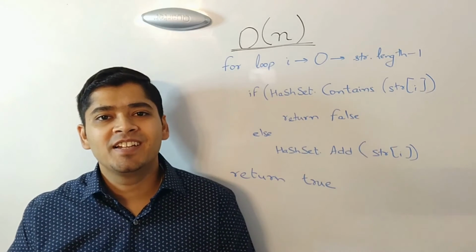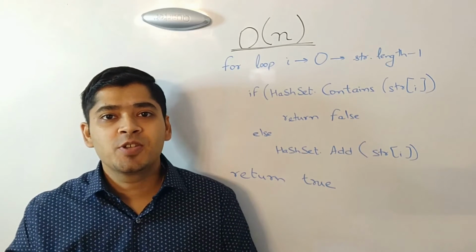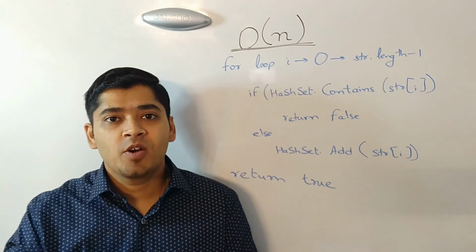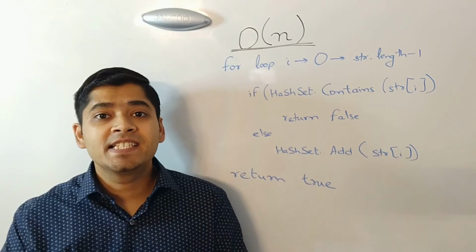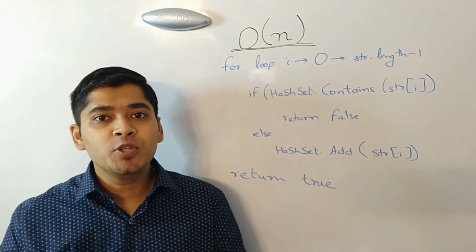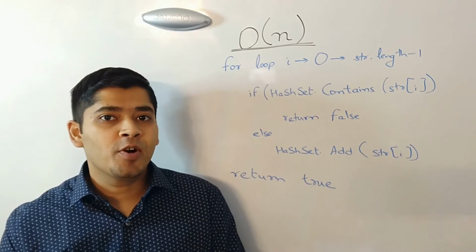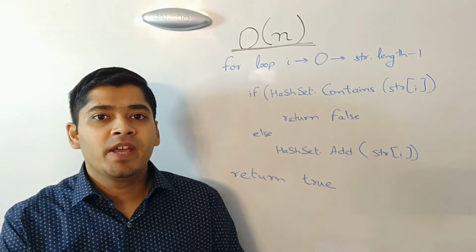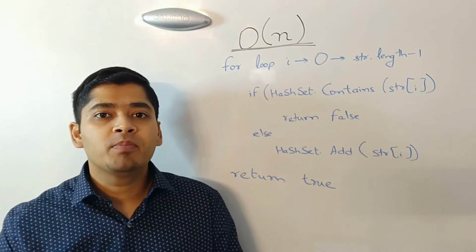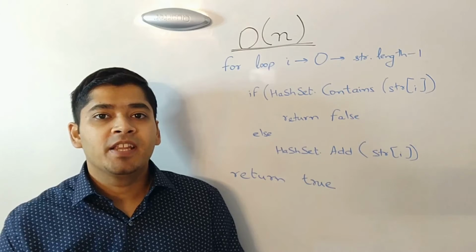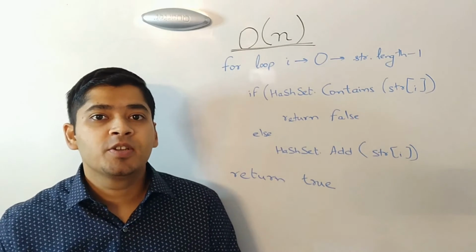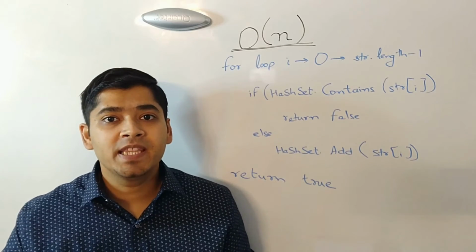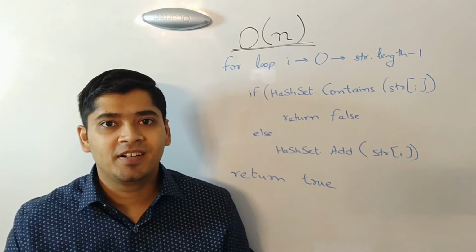However, we are using another data structure, the hash set. So the space complexity of this solution is a little bit higher. It's O of n. Well, this is the trade-off that we have. In our first solution, the runtime complexity was O of n square, but the space complexity was just O of 1. Whereas in our second solution, the runtime complexity is O of n and the space complexity has also increased to O of n. As a candidate, you should be able to explain this trade-off to the interviewer.